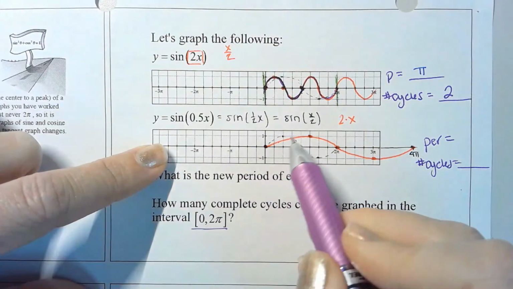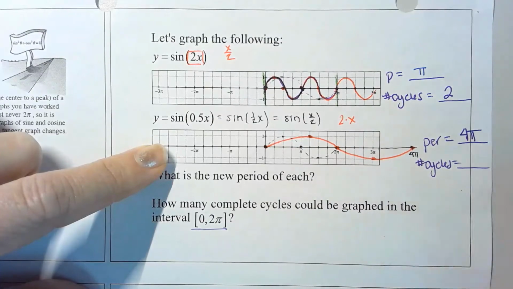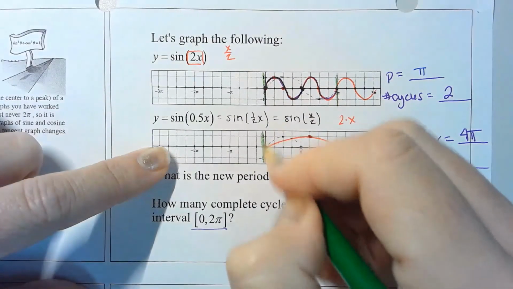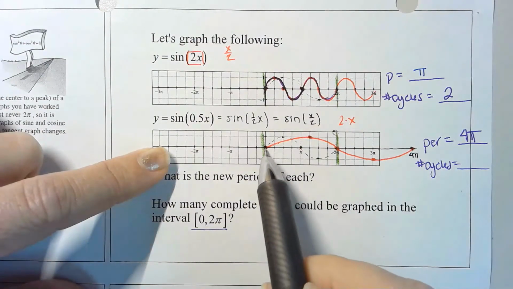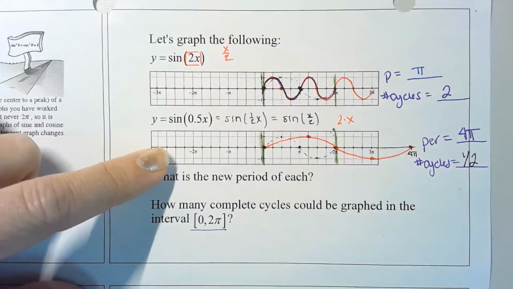Well, look, I just did that. The period length of this graph, we're going from 0 to 4 pi. The number of cycles in that original interval, well, let me grab my green pencil here. There's 0, there's 2 pi. I didn't even get a complete cycle. In fact, I only got half of a complete cycle.